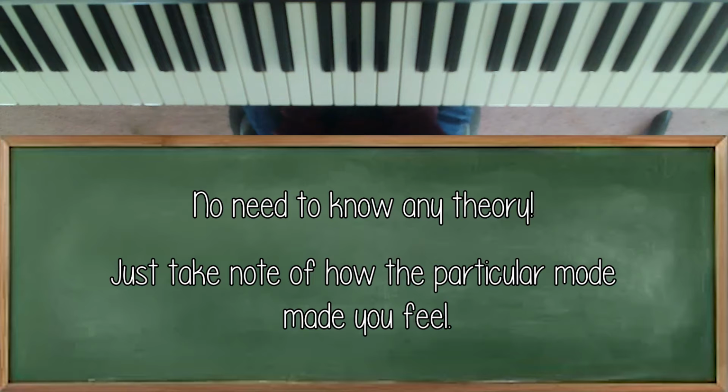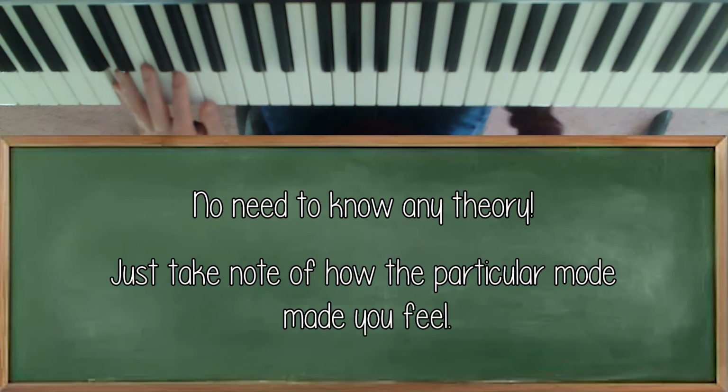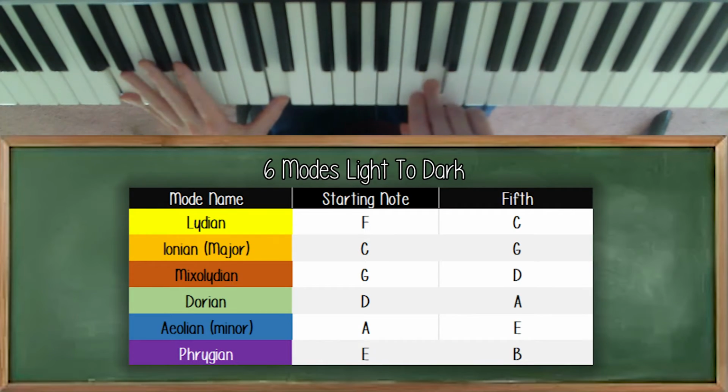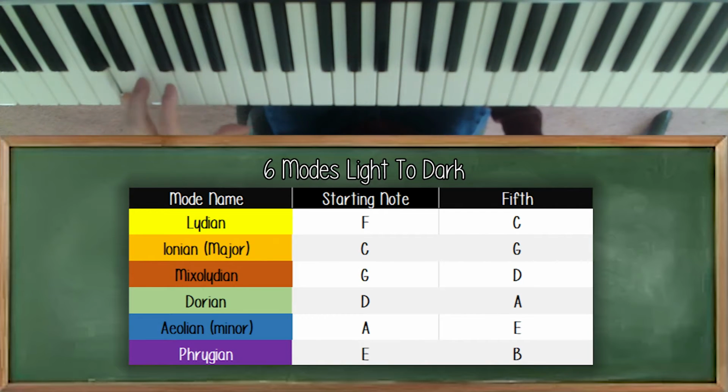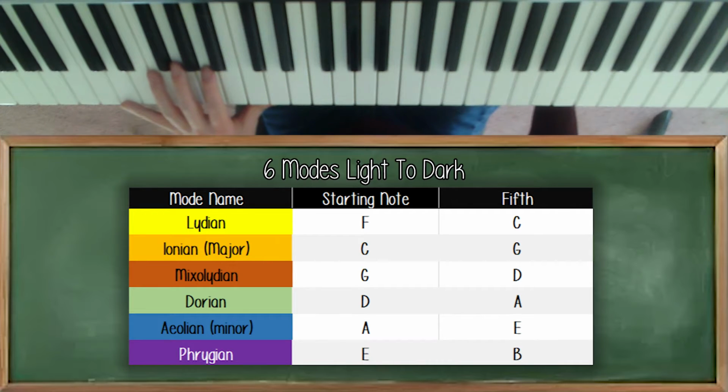We can try a darker mode. We can try D. This will give us a darker mode. So we find our D. We pick our range. That's going to be every note from D to D. Then we find our 5th. That's going to be 1, 2, 3, 4, 5.